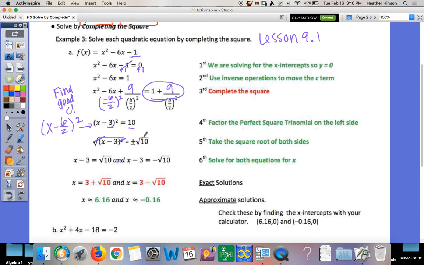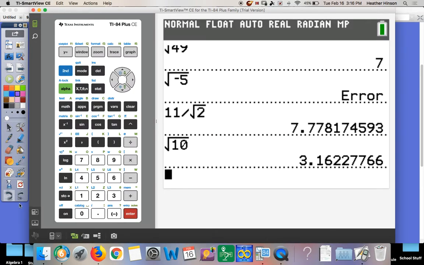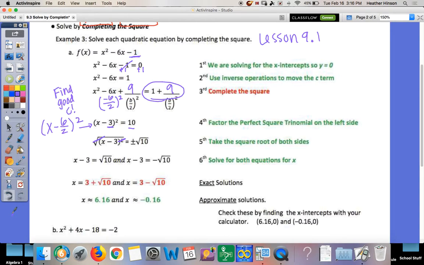And then what's the square root of 10? We have no idea. If you plug this in your calculator, square root of 10, you're going to get some random decimal. If we don't know the square root, we just leave it alone. So you're going to have a positive square root of 10 and a negative square root of 10. Do not change it.